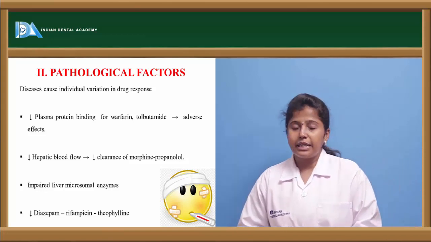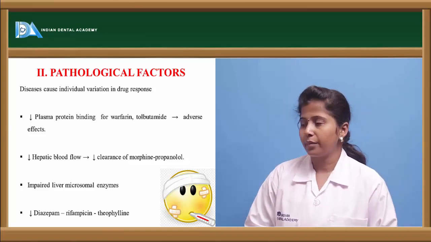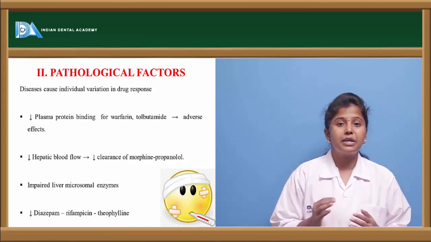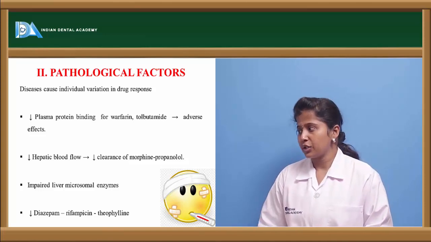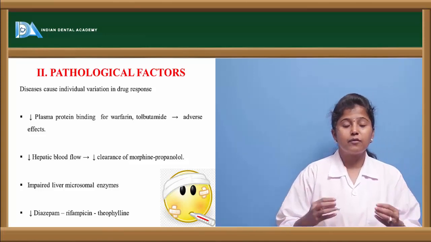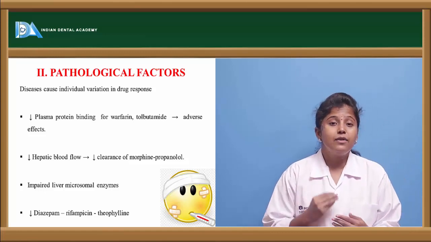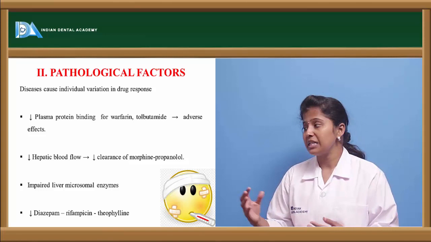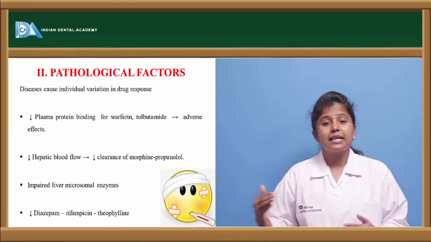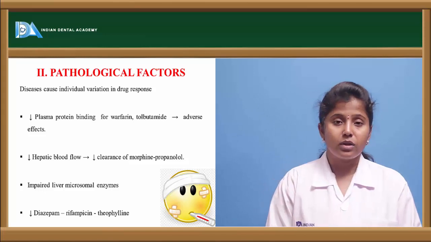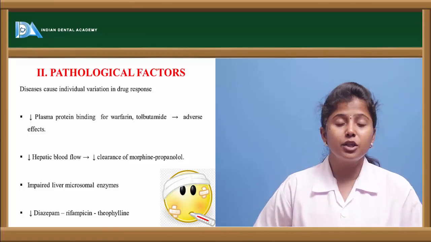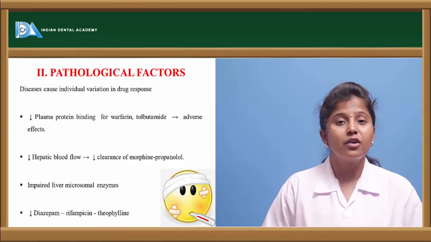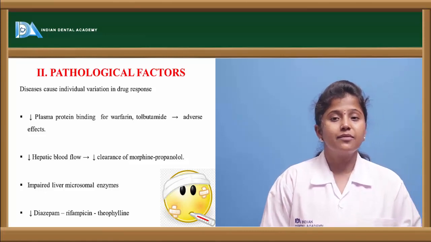For example, if we take drugs like warfarin and tolbutamide, and there is decreased plasma binding for these drugs, then that will lead to severe adverse drug reactions. And if there is decreased hepatic blood flow, that is, if the blood supply to the liver is not proper or is decreased, then that will decrease the clearance of morphine and propranolol. If they are not cleared out of the body, then that may lead to severe drug effects.